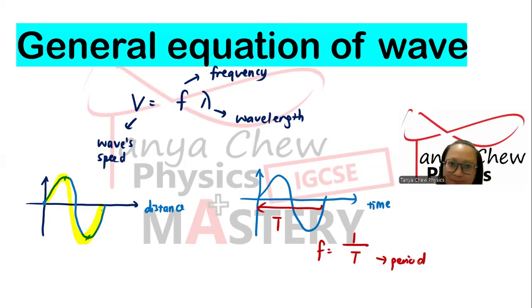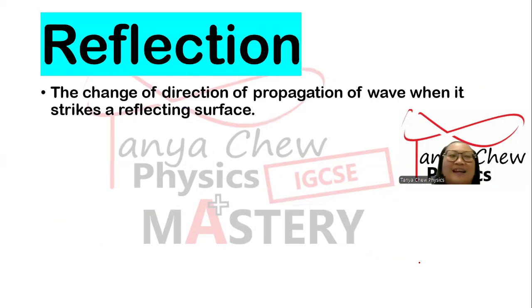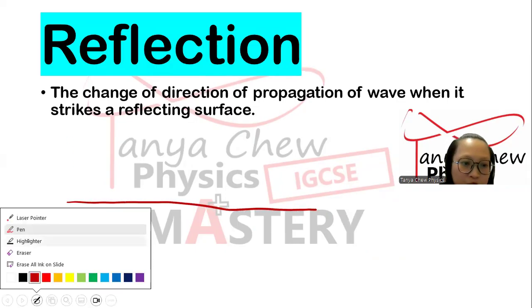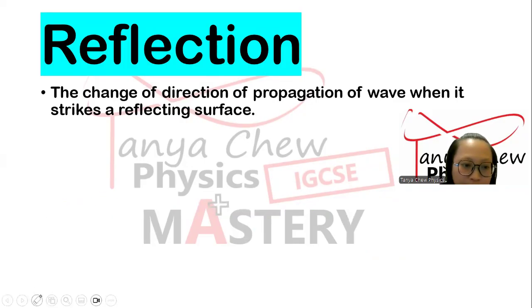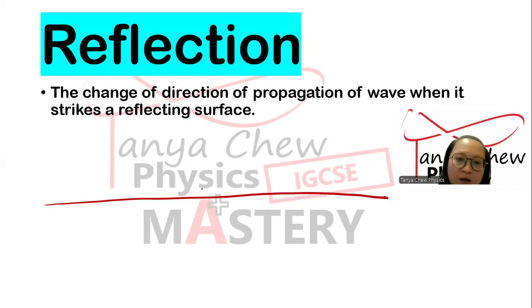Done. Now, this is one of the phenomena of wave: reflection. Reflection means the change in the direction of propagation of wave when it strikes a reflecting surface. So you need to have a reflecting surface. Okay, let me draw it nicely again. Okay, you need to have a reflecting surface. Okay, this is called reflecting surface in order for the reflection to occur.